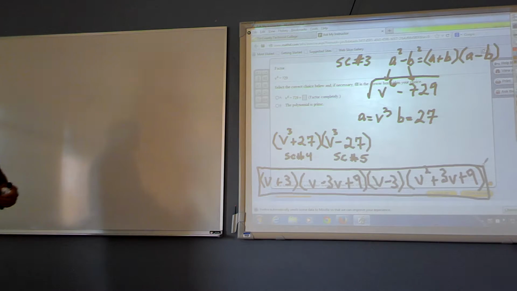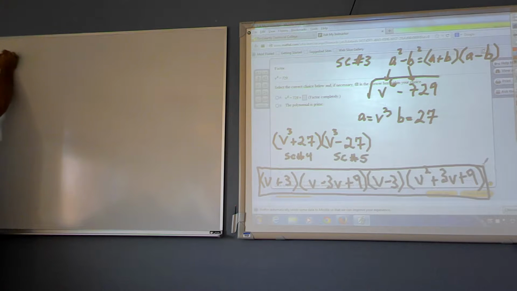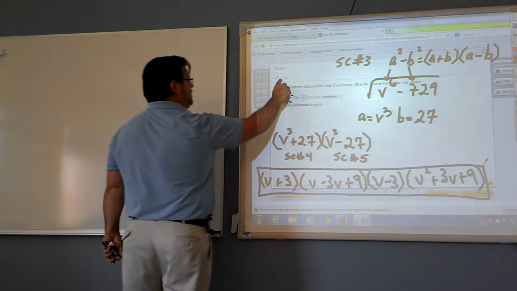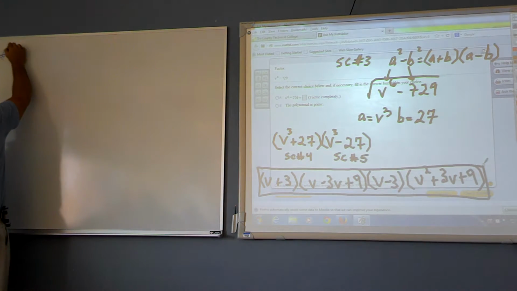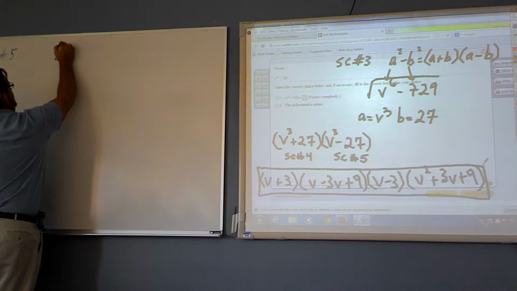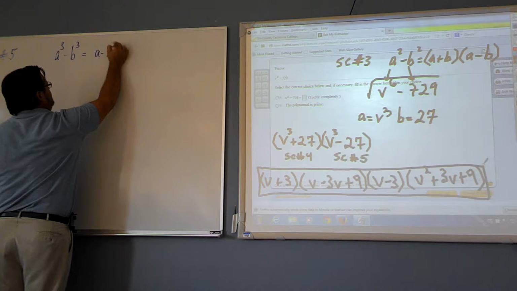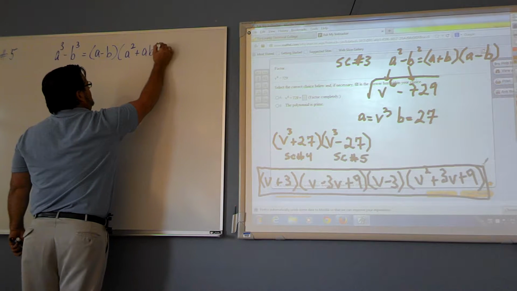Now, if you don't use shortcut number 3 first, then you're going to have a different form of the answer, but it's going to be the same answer. So what shortcut are we going to use first if we don't use number 3 first? Number 5, because it's a minus symbol. So shortcut number 5 says a cubed minus b cubed is equal to a minus b times a squared plus ab plus b squared.